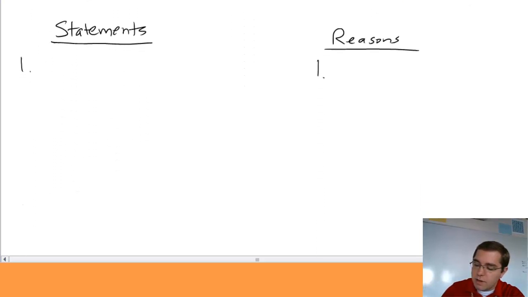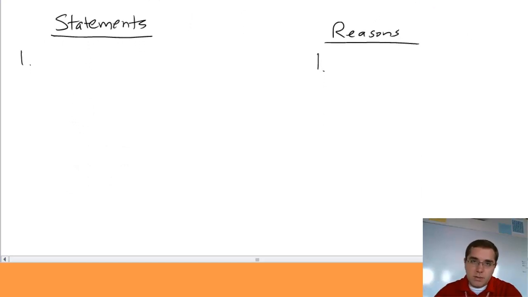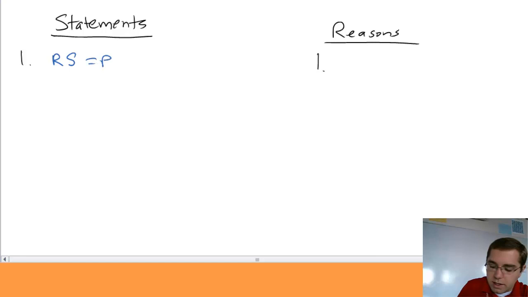Okay, so here is one way to do a proof. This is called the two-column proof. First column is always called statements. Second column is always called reasons. In each column we're going to list each step of our argument that gets us from where we started to where we ended. So the first thing we do is we state where we're starting. So we state the given. And our givens are that RS equals PS and ST equals SQ.